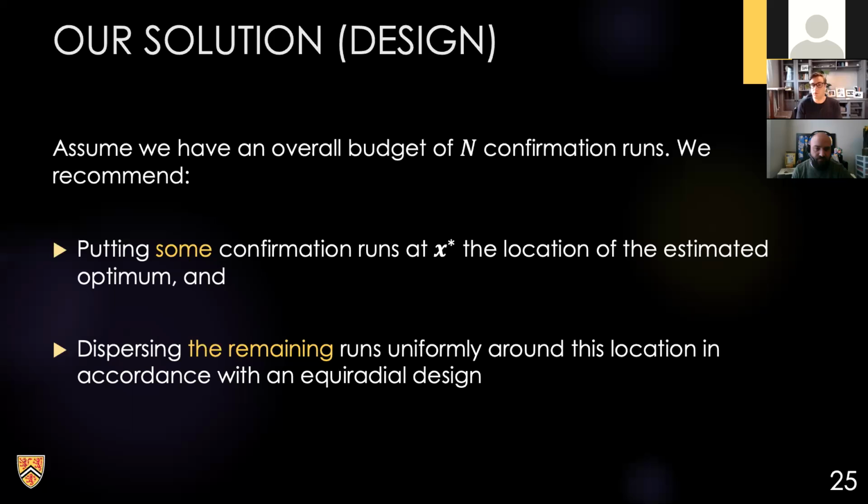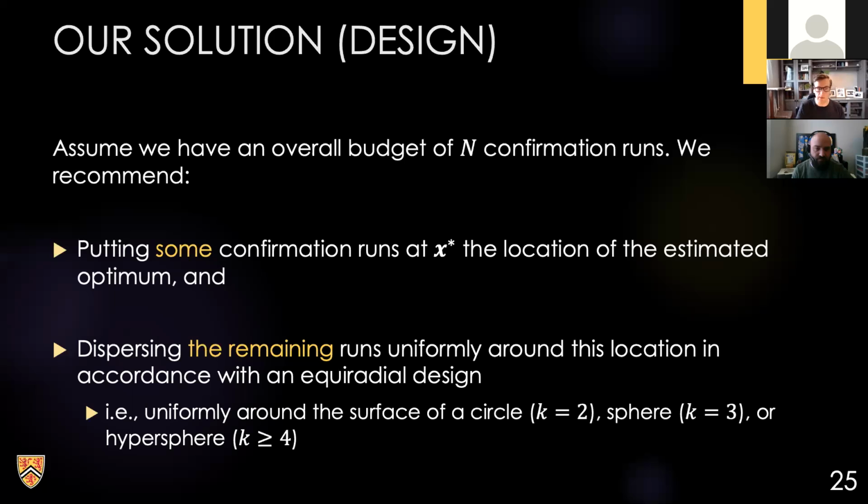It might be close, but there might be something nearby that's even better. And I say sprinkling, I don't mean that in a haphazard way. What we recommend is uniformly dispersing those remaining confirmation runs in accordance with an equiradial design. So what that means is basically uniformly spreading out those points around the surface of a hypersphere centered at that estimated optimum.